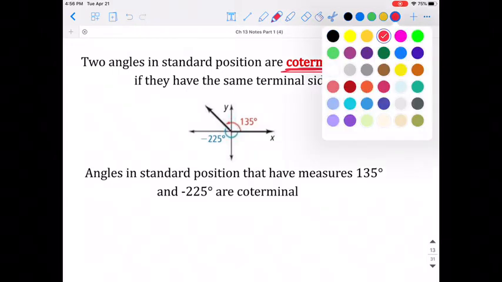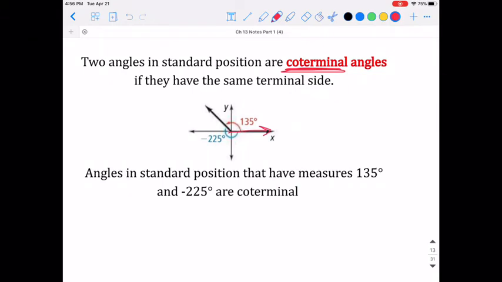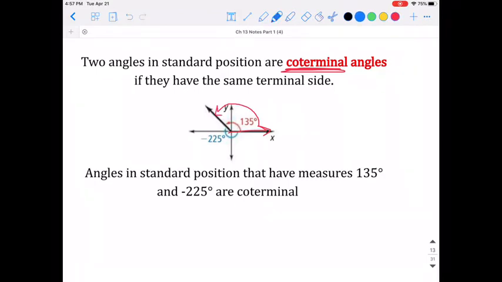So for 135 degrees, again, we always start our angle on the positive x-axis. We go 135 degrees in a counterclockwise direction. For our angle of negative 225, we go negative 225 degrees in the clockwise direction. Both of those angles bring us to the same exact terminal side, which makes them coterminal angles.